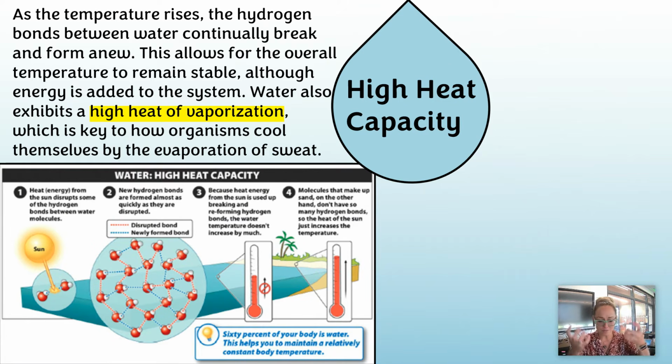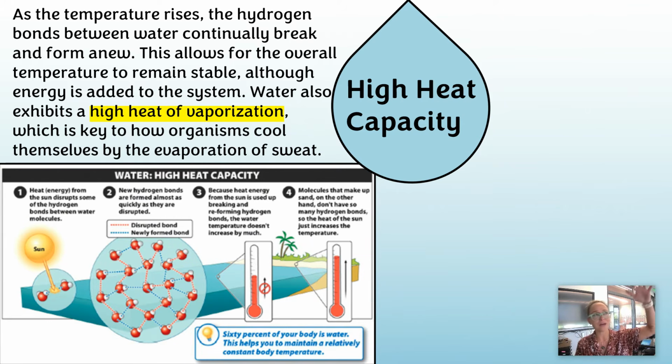So that energy is being absorbed by the hydrogen bonds. Heat energy from the sun disrupts the hydrogen bonds between molecules of water, and because it disrupts them, they reform almost as quickly. So heat energy from the sun is used up breaking and reforming hydrogen bonds, and the water temperature therefore doesn't rise very much, which then creates a nice stable environment within that water habitat.